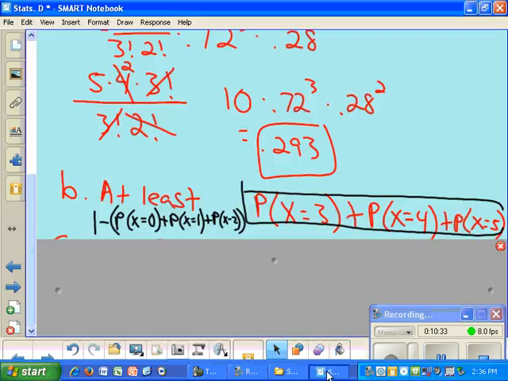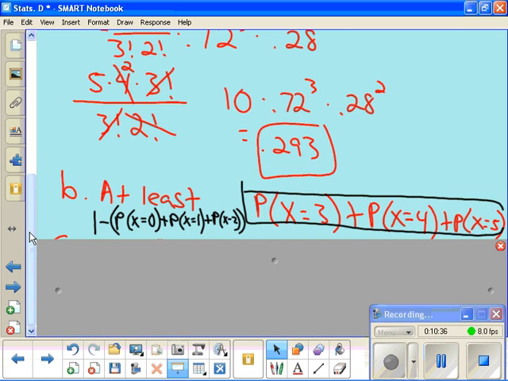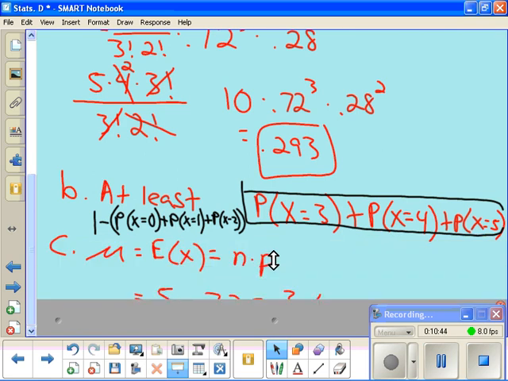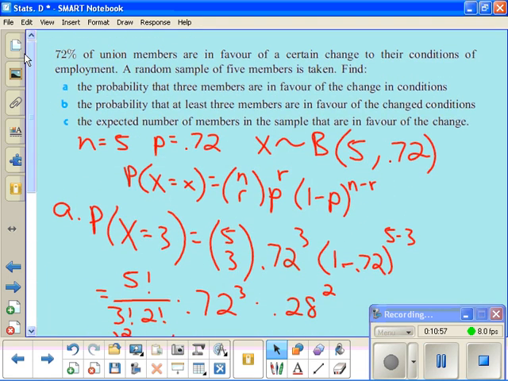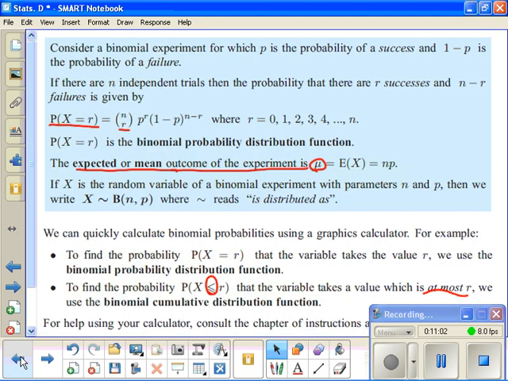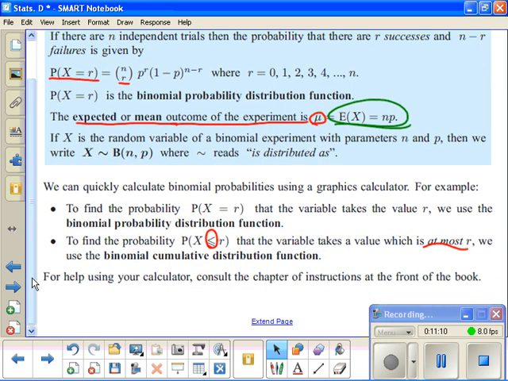Now, last question here, the expected value. All we have to do for the expected value is take the number of members times the percent, and we should expect to get 3.6. So 5 times 0.72. It's just the number of trials, number of experiments, whatever we're looking for, times the probability. And that's what we see right here. The number times the probability. And we will be working on probability distributions in class.